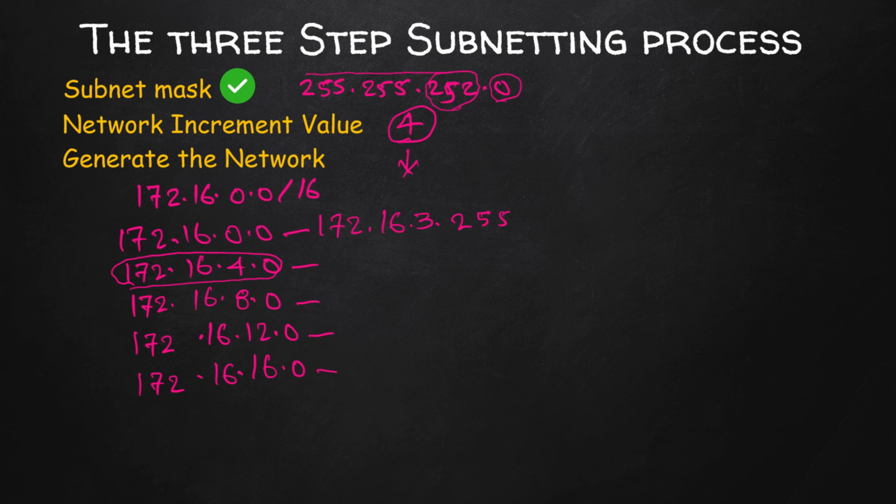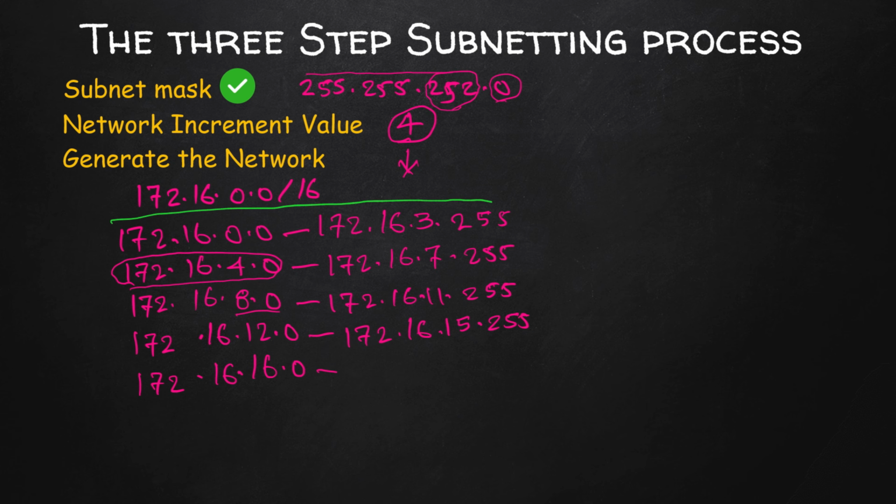Here the next network is 8.0, so for the previous network I can use 172.16.7.255. Then this one, 172.16.11.255. Then 172.16.15.255. So in this way I can find out all the starting IP addresses and ending IP addresses.